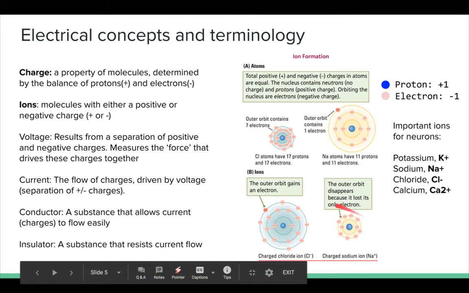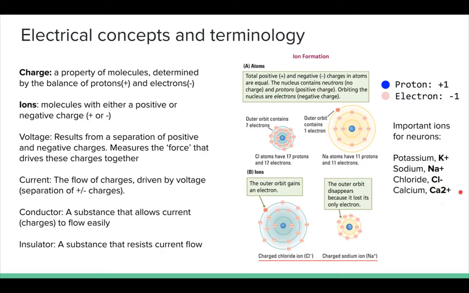We already talked about two important ions: the chloride ion with a net charge of -1, and the sodium ion with a net charge of +1. In addition, for neural transmission, we're also going to be talking about calcium, which has a net charge of +2, and potassium, which also has a net charge of +1.